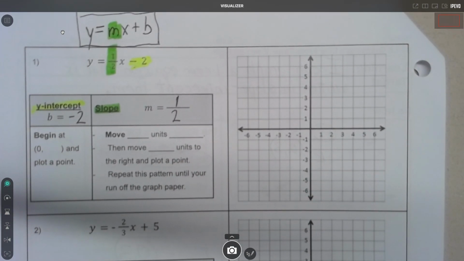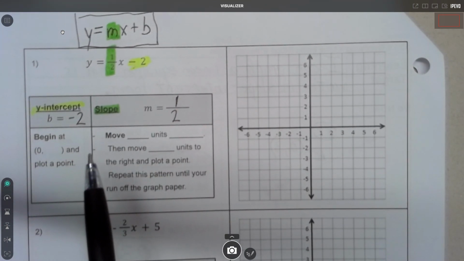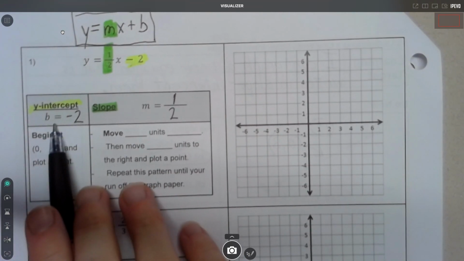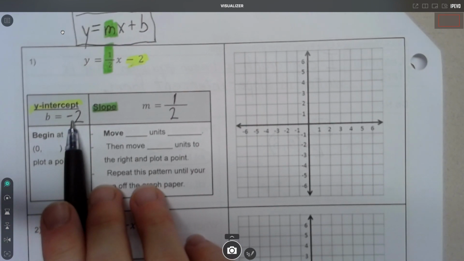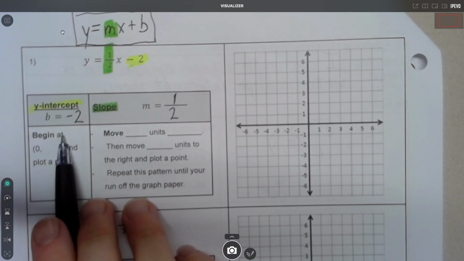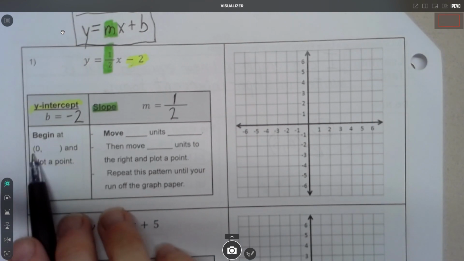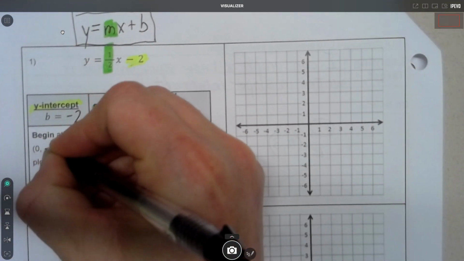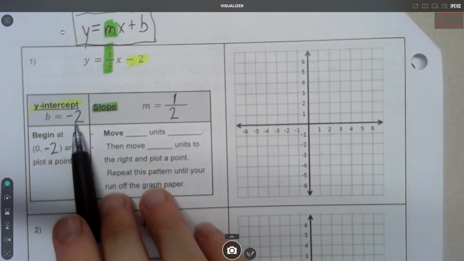And now I'm going to write out my directions. Before I start graphing, these two numbers are directions that tell me how to create the line. I just have to understand how to interpret them. So the y-intercept tells us where to begin the graph. I'm going to begin my graph at the point 0, -2. The y-intercept is the y-coordinate of the location where the line crosses the y-axis.